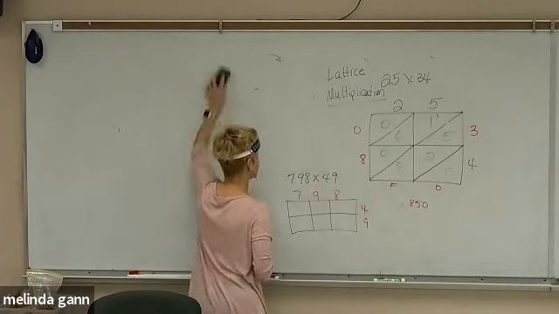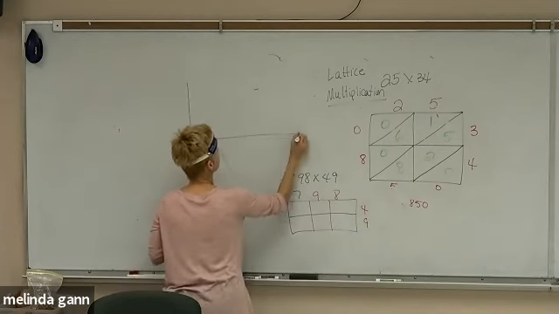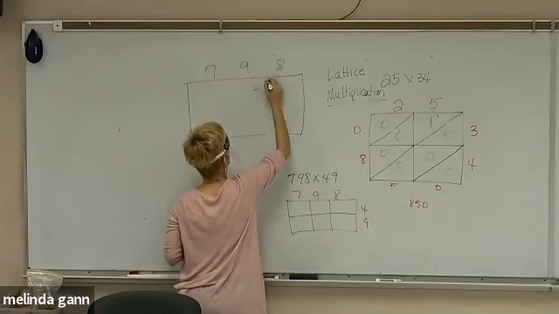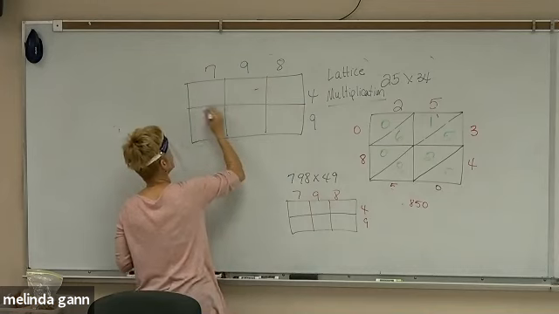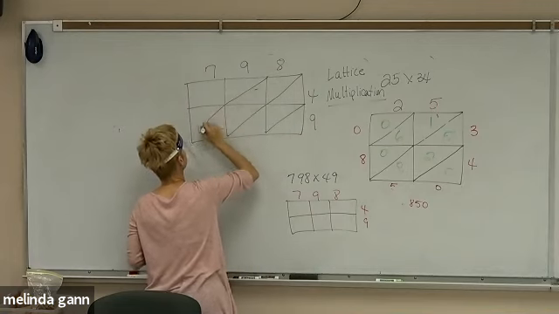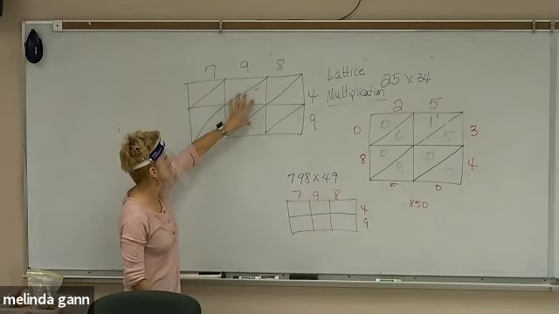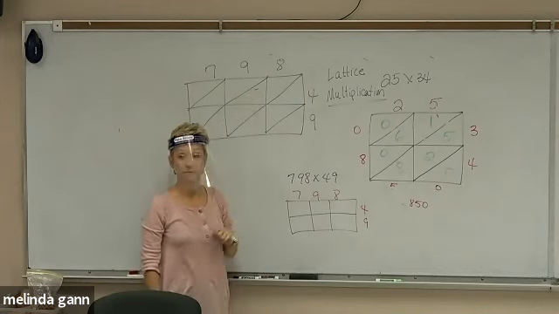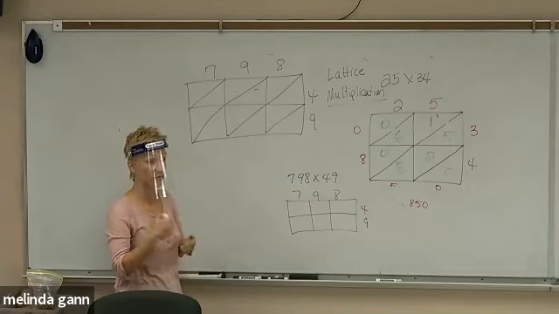So let's go multiply 798 times 49. Okay. All right. 798. So that's going to give me 3 columns. And 49 is going to give me 2 rows. And I draw diagonals from top right to bottom left. So does everybody understand how I drew that block? 798, 49. Now, you can jump around any way you want to and fill it in.